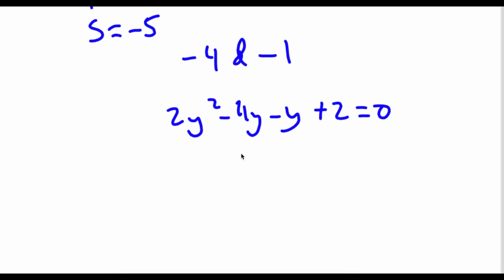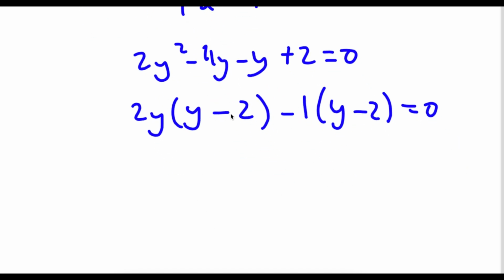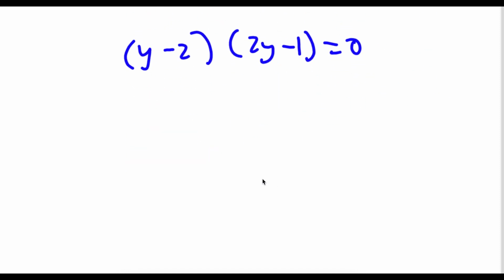Now I can factor by grouping. So what is the greatest common factor of 2y squared and negative 4y? That's going to be 2y. So if I factor out 2y, I get 2y times 2y squared divided by 2y is y, minus negative 4y divided by 2y is 2. And now from negative y plus 2, I can simply factor out negative 1. So I have negative 1 times y minus 2. This is equal to 0. Now if I factor out y minus 2 from this, I get y minus 2 times 2y minus 1. It is equal to 0.